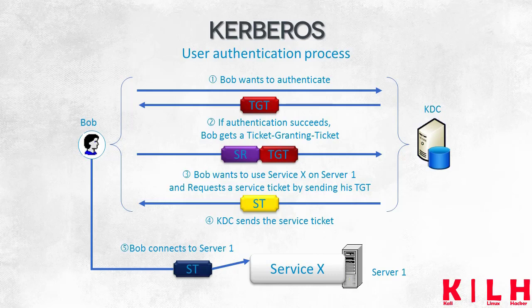A user presents a generated TGT ticket. If the user is authorized to connect to a specific service, the KDC will issue a service ticket. Now you can forward the service ticket to an applicable server and use a service, provided that the ticket is valid. A server that hosts a given service can verify it by contacting the KDC.